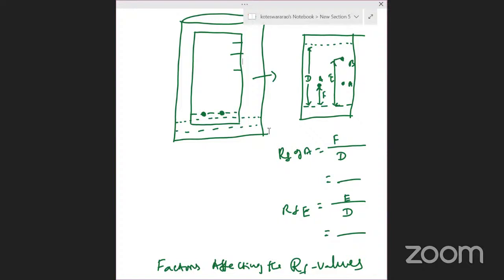Next, medium used for the separation. Whatever the medium, suppose you are using it for the compound mixture preparation, in one case chloroform and in another case methanol. That also affects the separation. Therefore, RF values are also influenced.